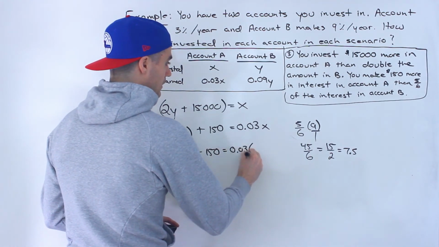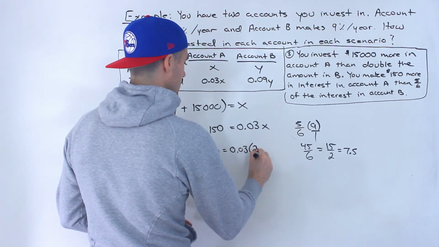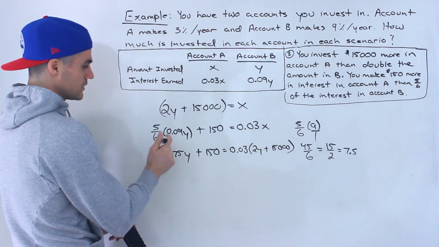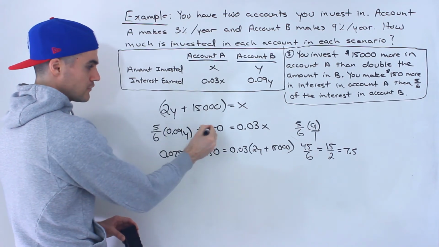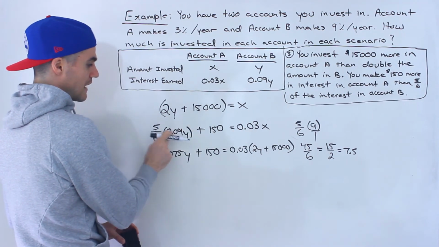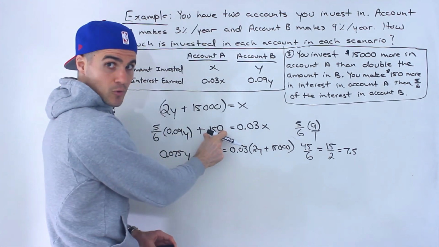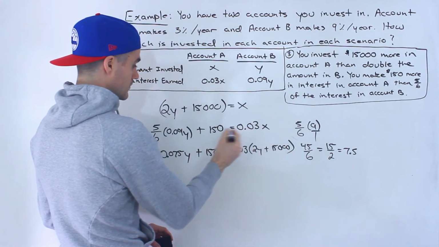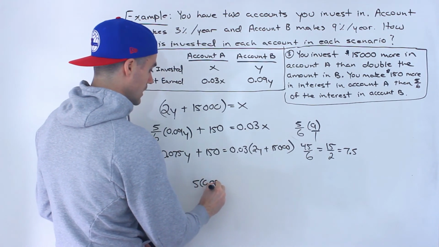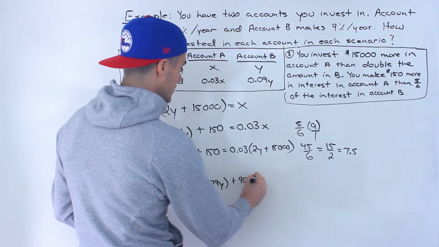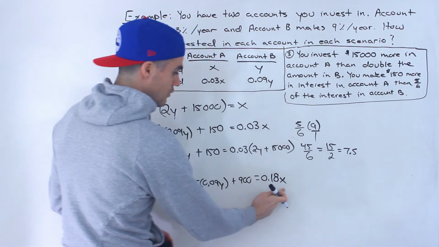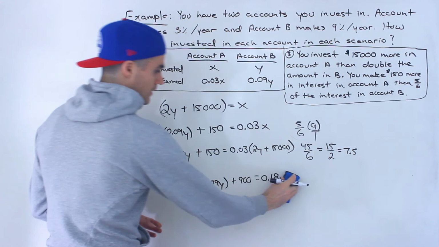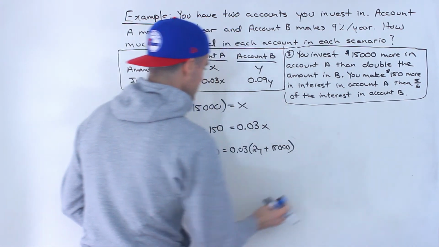And then I'm going to plug in, for the x value, this expression, like that. Another thing you could have done, if you didn't want to work with fractions here, you could have multiplied everything by 6. That would have got rid of this 6. Then you'd have 5 times 0.09y plus 6 times 150 gives us 900. And then 6 times 0.03 would give us 0.18. So we would end up with 5 times 0.09y plus 900 equals 0.18x. This equation and this equation are the exact same thing. So that's another thing that you could have done. Different ways to go about it. I'm just going to leave it like this here.